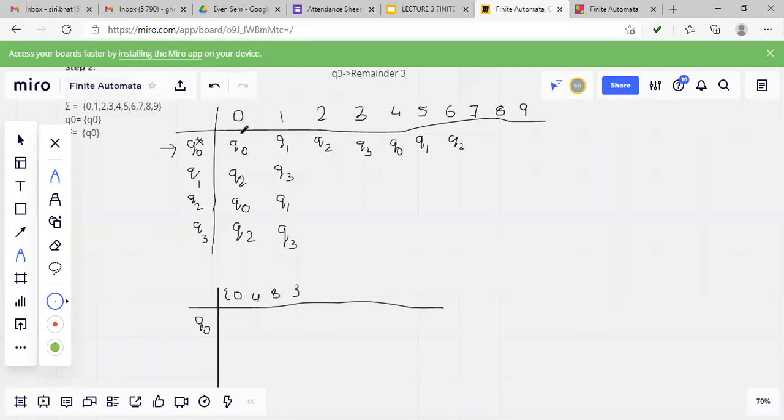If I take 0, I have 0 remainder. 1, 2, 3, no. 4 has 0 remainder again. 5, 6, 7, no. So 8 has 0 remainder, right? The similar remainders are grouped together. Very good, you are very fast. So 1, 5, 9 will be our next grouping. And the last groupings will be 2, 6 and 3, 7. So this is 0 remainder, this is 1 remainder, this is 2 remainder, and the next one is 3 remainder. Very good.